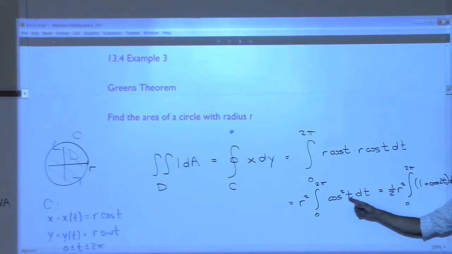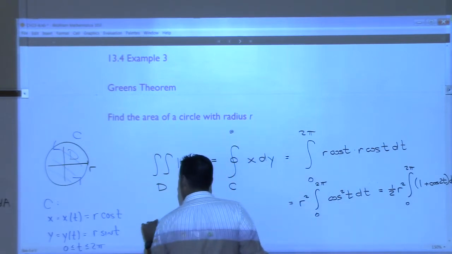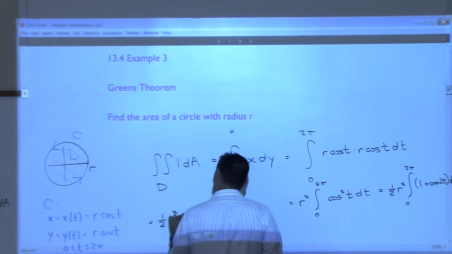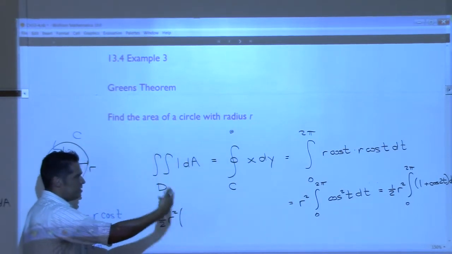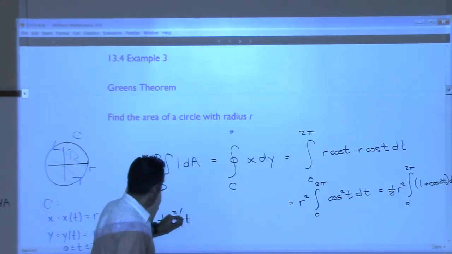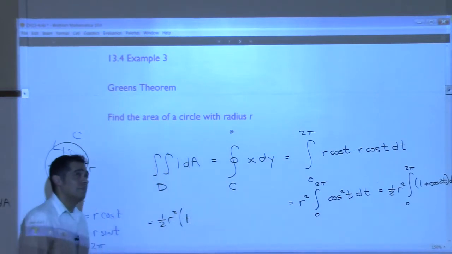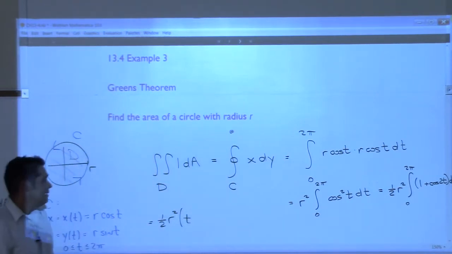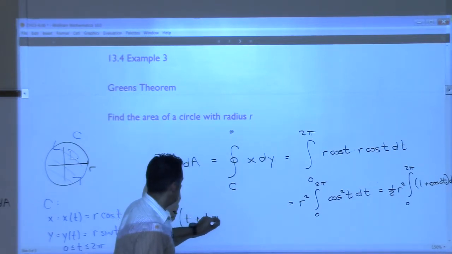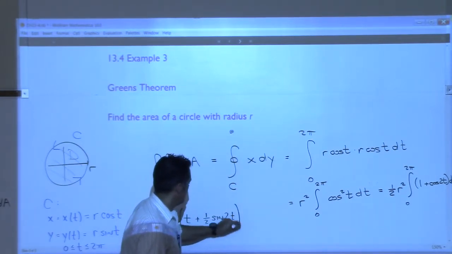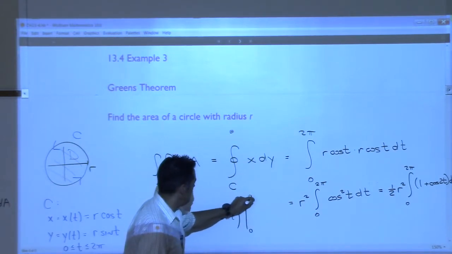Using the formula that has a 1/2 in it so it comes out. And then integrate each of these respectively with respect to t. So where am I at? 1/2 r squared. Antiderivative time. So antiderivative of 1 with respect to t would be just t. And then the antiderivative of cosine of 2t should be half, right? 1/2 sine 2t. And we're evaluating this from 0 to 2 pi.